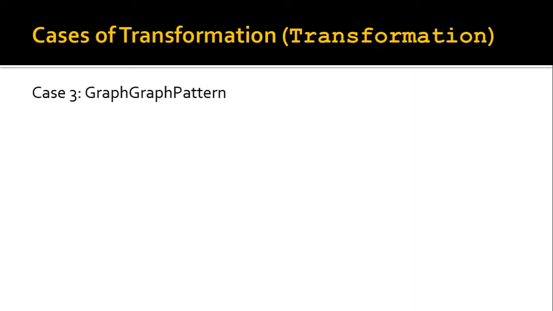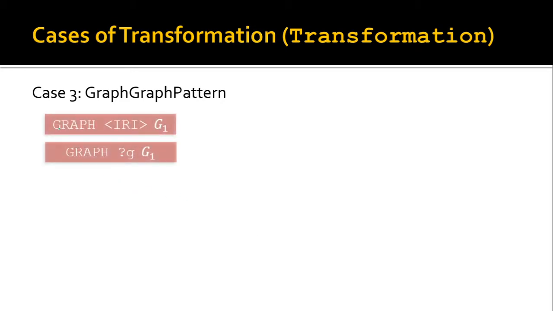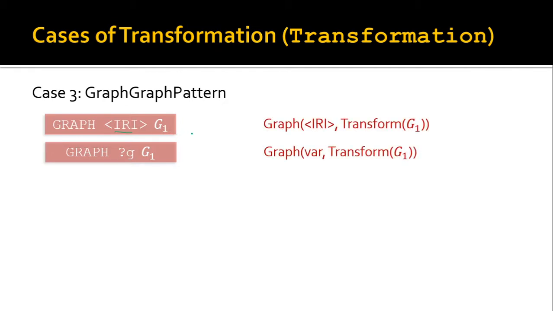Now, coming to the third case, which is the graph pattern, right? So again, what is the visual form of it? It has two cases. One is you are explicitly mentioning the IRI followed by the graph keyword and then followed by a group graph pattern, which is G1, right? So what will we be doing? You will be starting with a graph operator which has got one IRI and then followed by the transform of G1, right? So this is the graph function. You have one IRI as the first argument and the second argument is the transform of G1.